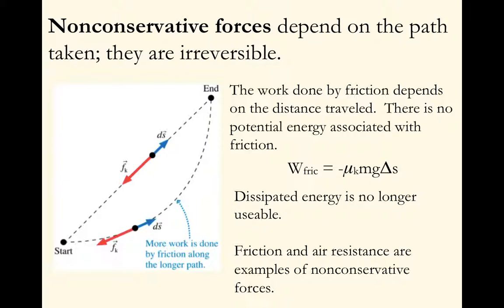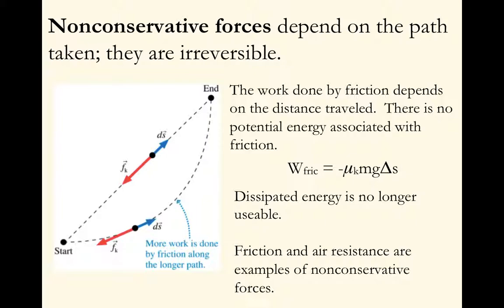And so the dissipated energy from friction is no longer usable. What that means is I can't get that energy and turn it into an increase in velocity or an increase in potential energy. And so both friction and air resistance are examples of non-conservative forces.